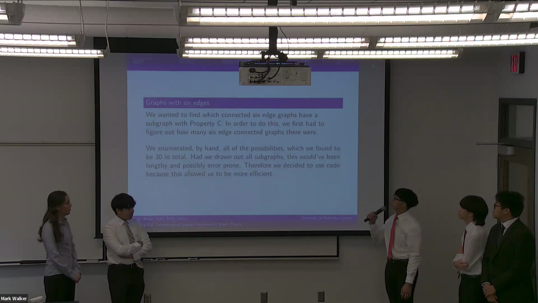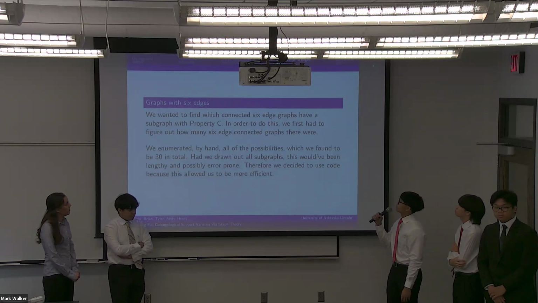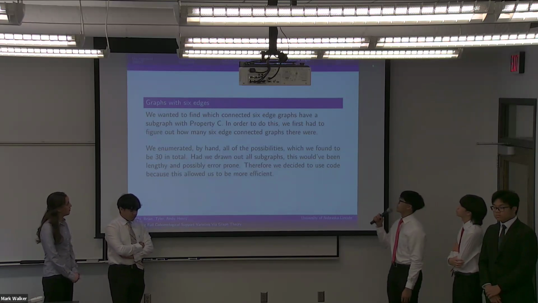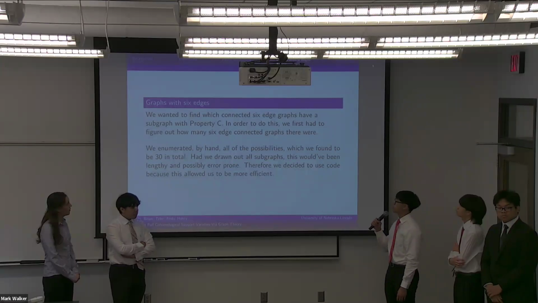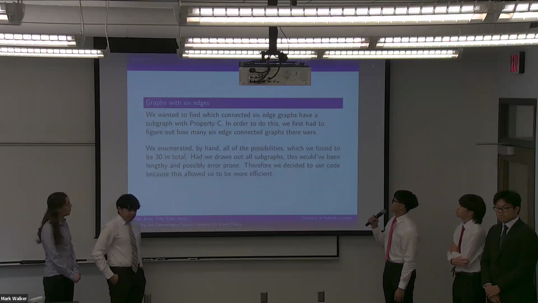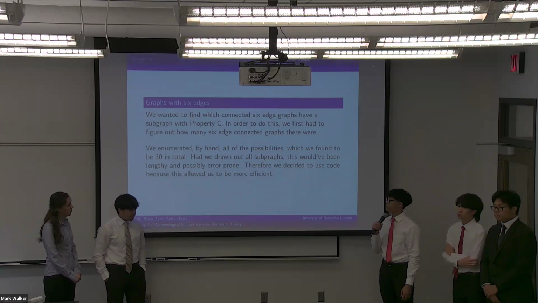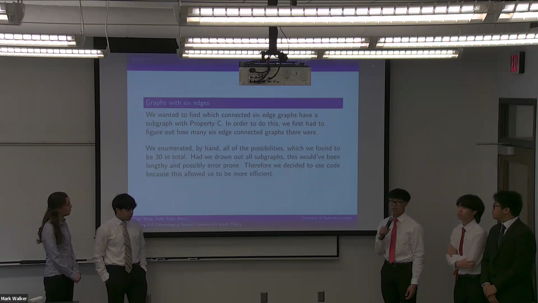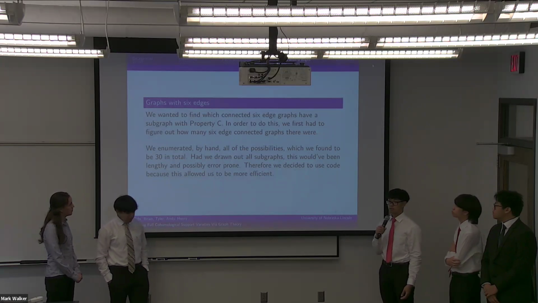Moving on to graphs with 6 edges. We wanted to find which connected 6-edge graphs have a subgraph with property C. In order to do this, we had to figure out how many there were to begin with. So we enumerated by hand all the possibilities, which we found to be 30 in total. Had we drawn out all the subgraphs, this would have been lengthy and possibly error prone. So this is why we decided to code, to be more efficient.